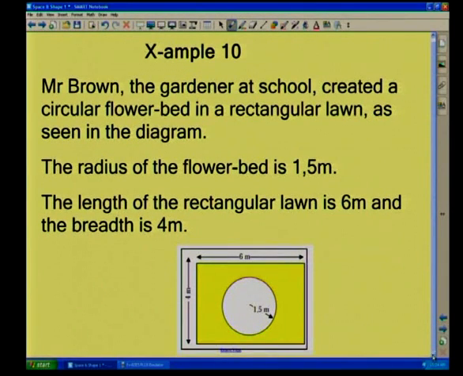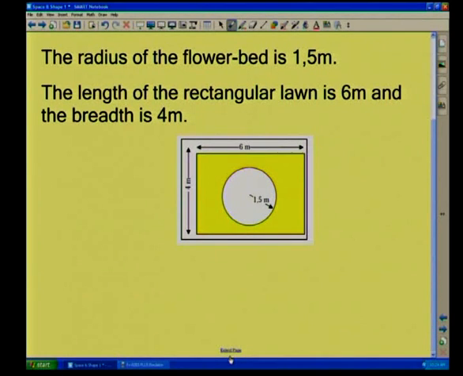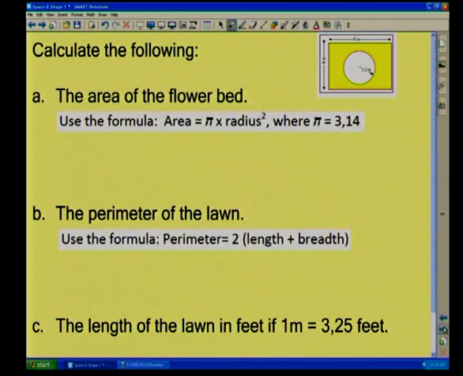And they've very kindly drawn pictures for you so that you can actually visualize what they are talking about. So you've got a rectangle and a circle in the middle of it. Right, the question actually is, calculate the following: the area of the flower bed. Remember, the area of the flower bed was the circular part, and the information that we need from the diagram is that your radius is equal to 1,5 meters.